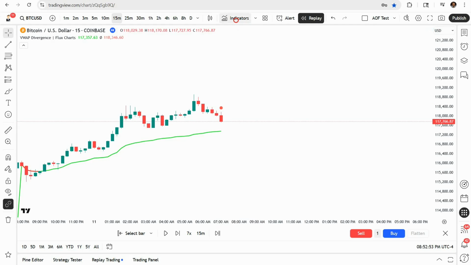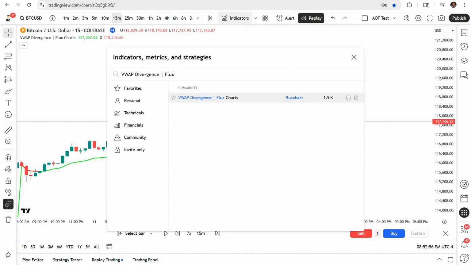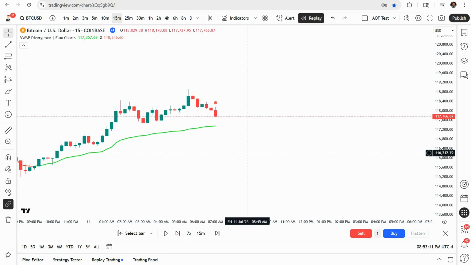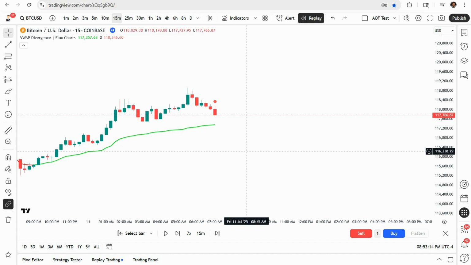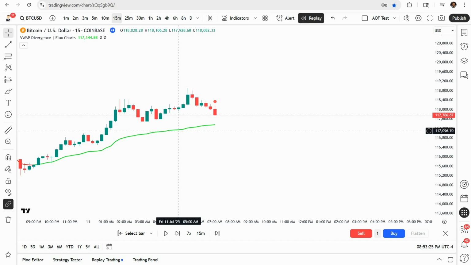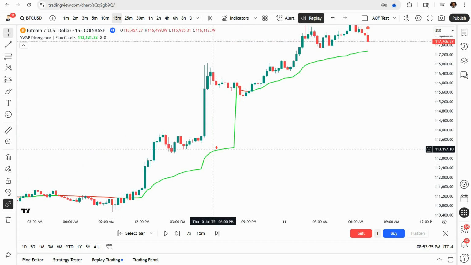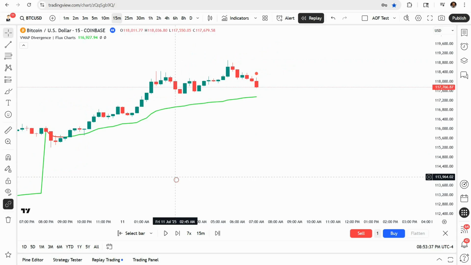So the indicator that we have on screen is called the VWAP divergence indicator. It's going to be this one right here. Go ahead and click on that and add it to the screen. And everything stays on the default settings, so nothing is modified. Basically, in short, it is a VWAP indicator, the volume weighted average price, which is this green line right here, switching from green to red depending on whether or not it detects an uptrend or a downtrend.